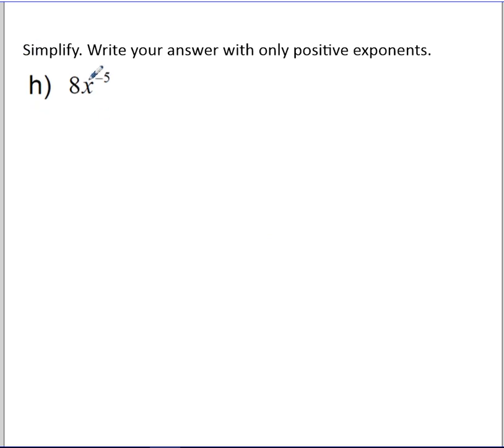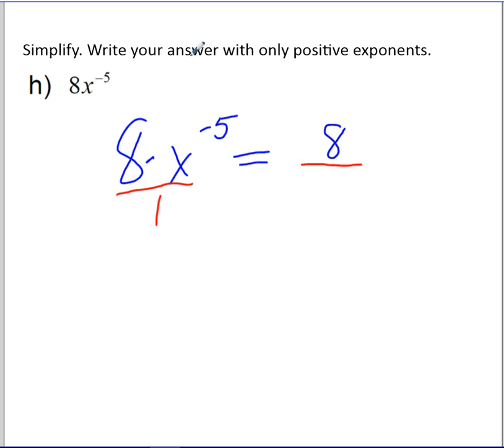And the last one we're going to look at is 8x to the negative 5th. So again, that's the same as 8 times x to the negative 5th. So notice that 8 does not have a negative exponent. It doesn't have to go anywhere. And since we can think of anything over 1, the 8 will stay in the numerator. And then the x to the 5th power will go in the denominator, so we can get rid of that negative with the 5. So 8 over x to the 5th power is that answer.